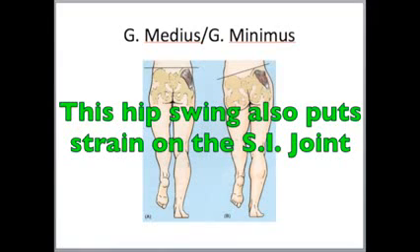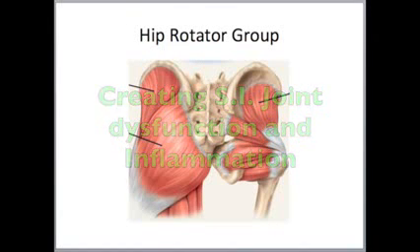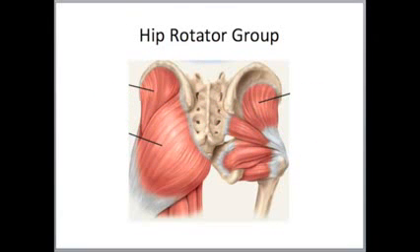The next thing that happens is that other muscles in the hip rotator group start to get tight as well. So one of the muscles I like to point out is the piriformis muscle, which is this one right over here. I'll get to this one back later. This is very important, this one muscle here.